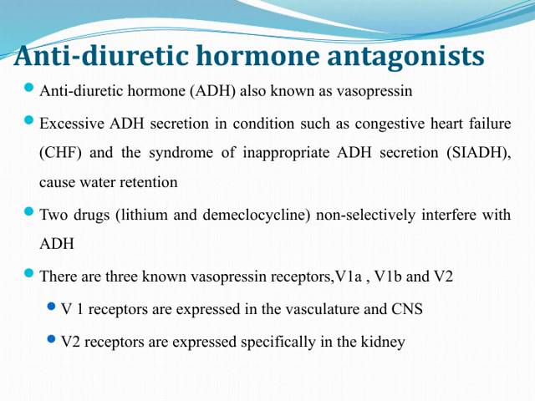There are two drugs, lithium and demeclocycline, that non-selectively interfere with ADH. They essentially block the hormone's action, helping to reduce water retention. Now, on a molecular level, vasopressin acts through three known receptors: V1A, V1B, and V2. The V1A receptors are mainly found in blood vessels and the central nervous system, where they influence vascular tone and some CNS functions. The V2 receptors, on the other hand, are specifically expressed in the kidney, playing a key role in regulating water reabsorption. Understanding these receptors helps us appreciate the targeted approach for certain drugs.